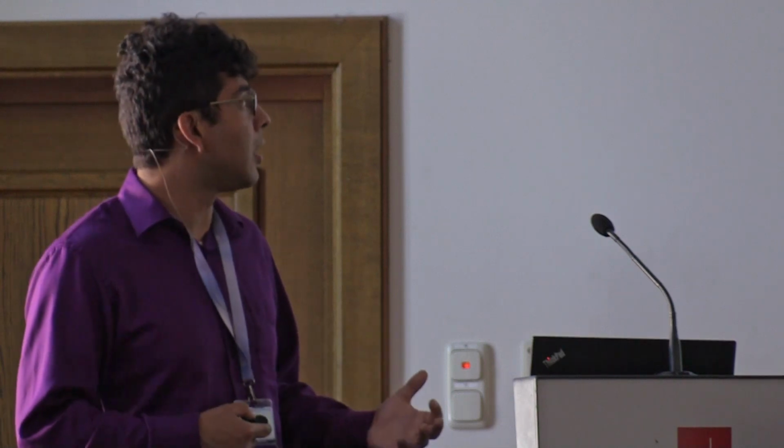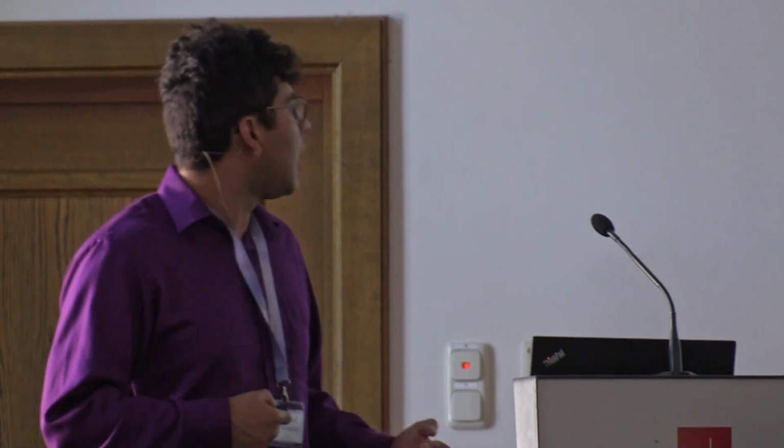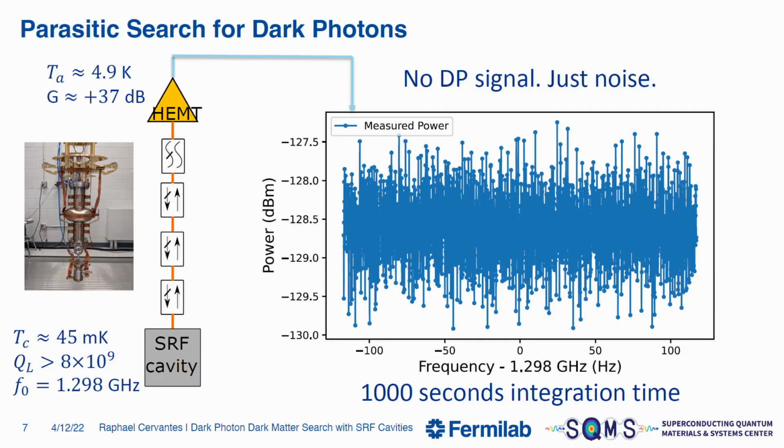With that, we actually did a proof of principle dark photon search with an SRF cavity that we just happened to have sitting in a dilution refrigerator already. Here's the cavity. It had a cavity temperature of 45 millikelvin and a loaded quality factor of 8 times 10 to the 9. It was connected directly to a HEMT amplifier with a noise temperature of 4.9 Kelvin. The frequency that we're looking at here is 1.3 gigahertz. So we measured the power coming out of the cavity to see if we would find a dark photon signal.